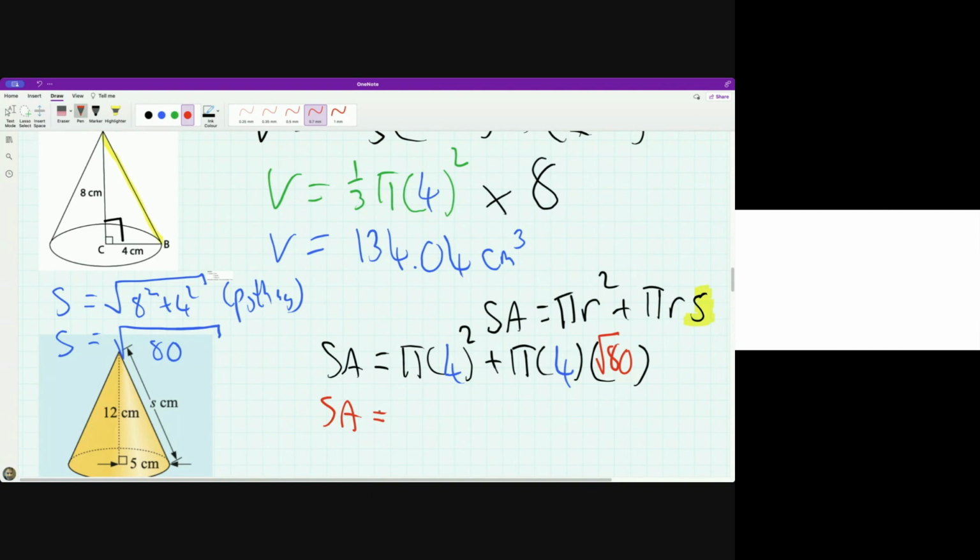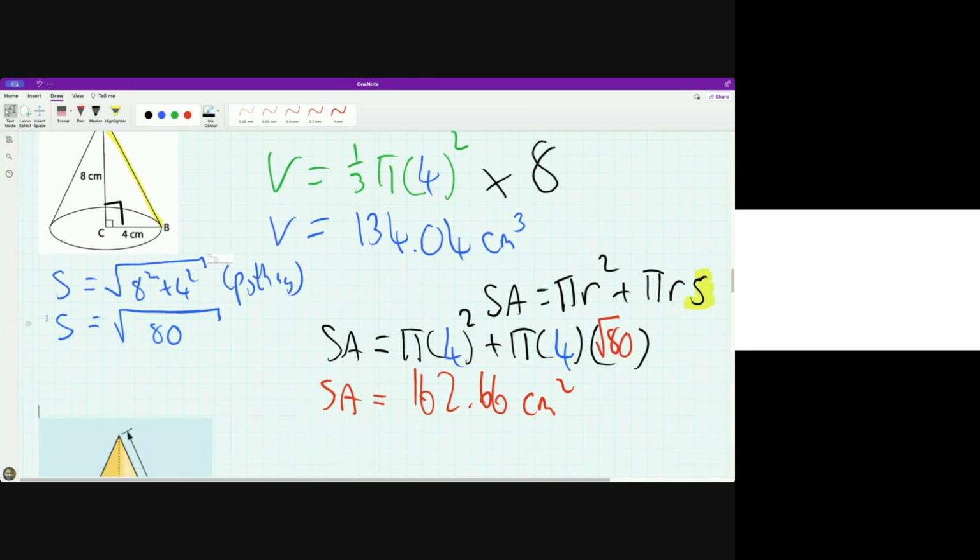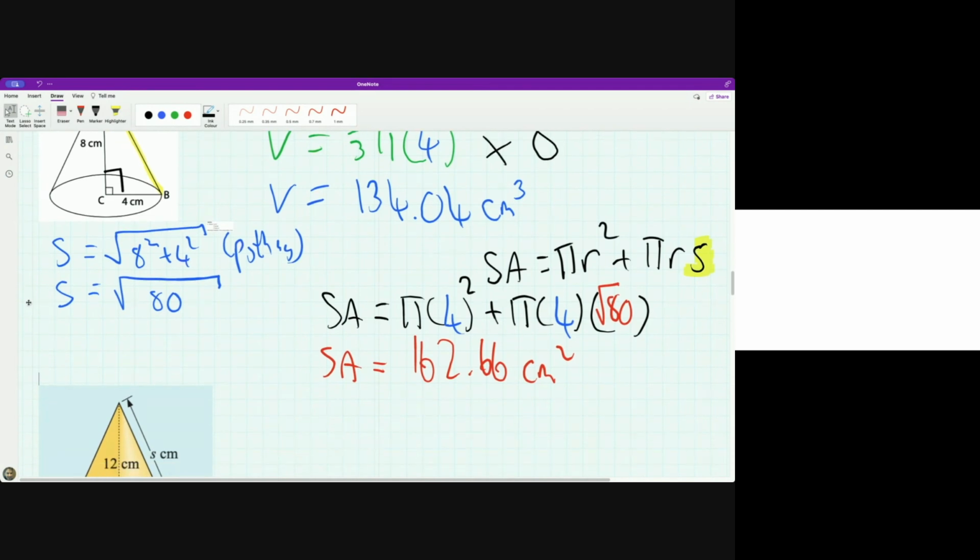No ice cream, just the cone. 16 times pi plus pi times 4 times square root 80, and we get 162.66 centimeters squared. So there's a lot of similarity between the cone and the pyramids, and so that actually makes life a bit easier.